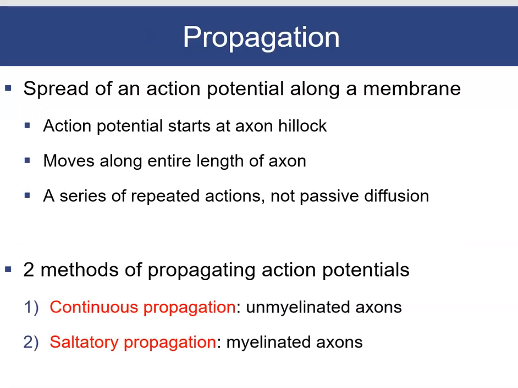Let's look at how an action potential is spread, or the propagation. The speed of an action potential along a membrane. This is propagation. Remember that the action potential starts at the axon hillock, and then it will move down the entire length of an axon. This represents a series of repeated actions, not passive diffusion. There are two methods for propagating an action potential. Continuous propagation, which happens on unmyelinated axons, and saltatory propagation, which occurs on myelinated axons.